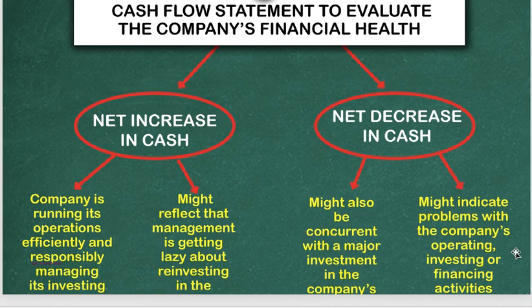Ataupun secara negatifnya might reflect that management is getting lazy about reinvesting. Kenapa duit dia banyak, kenapa dia tak spend. Okay, when you look at the cash flow, the net cash flow, you see, oh, there's a lot of cash balance in the company, and then you look at the investing activity, tak ada, kurang. Okay, the cash flow from investing is very small. Why? So this is how the cash flow help the management to assess how effectively the company is managing its cash.